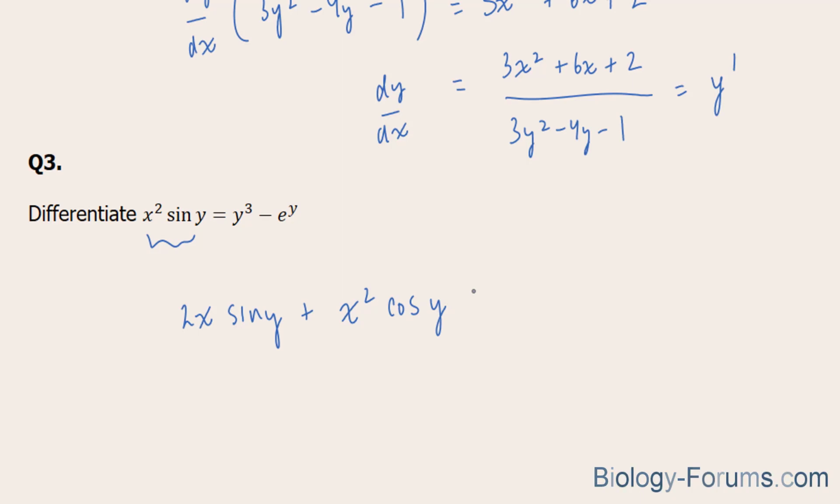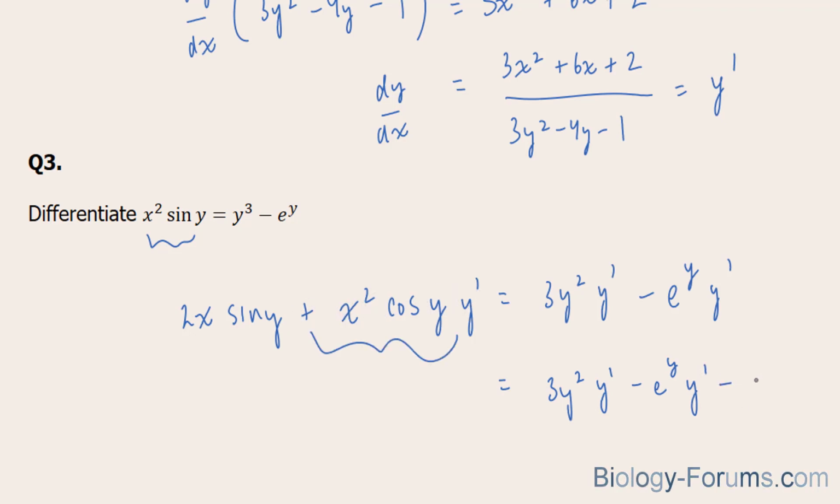And instead of using dy over dx, let's use y prime. On the right side, we're going to use the power rule for that first term, 3y squared y prime. This corresponds to that. And this becomes negative e to the power of y, which is the derivative of that term, y prime. Now let's gather all our y primes together. And if we do that, we end up with 3y squared y prime minus e to the power of y, y prime. We're going to bring this over, this whole term over, since it's connected.